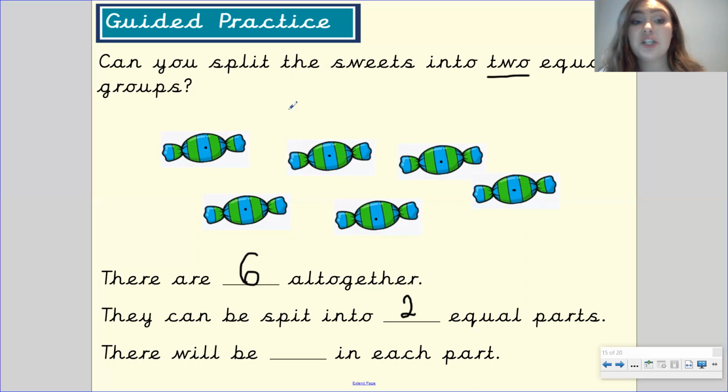Okay, so we need to share them by 2. So we would do 6 divided by 2, which would then give us 1, 2, 3. So there are 6 sweets altogether. They can be split into 2 equal parts, and there are going to be 3 in each part.